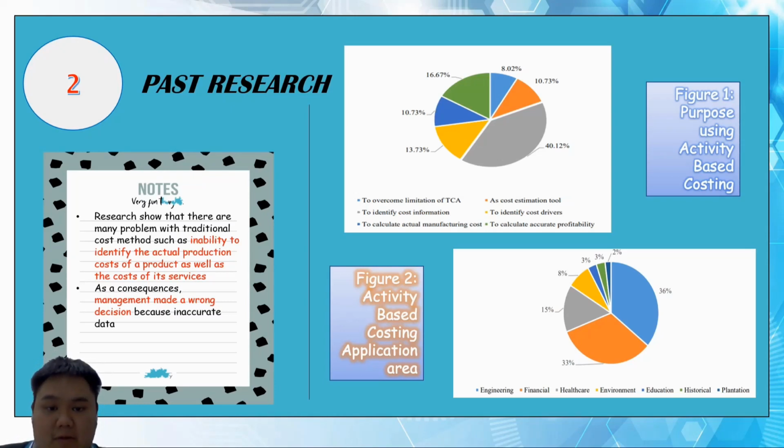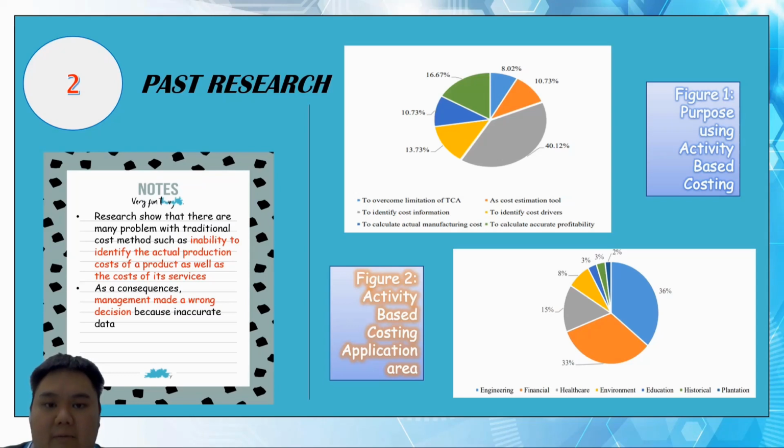Next, according to the research, we can see that 40.12% of companies use the activity-based costing method to identify cost information, whereas 16.67% use activity-based costing to get accurate profit. So those are the 2 reasons why companies want to apply activity-based costing.